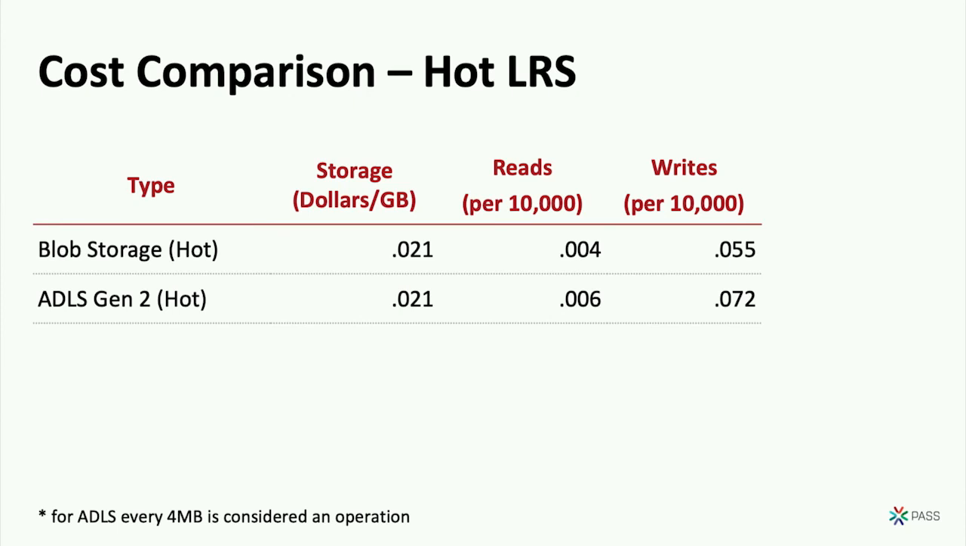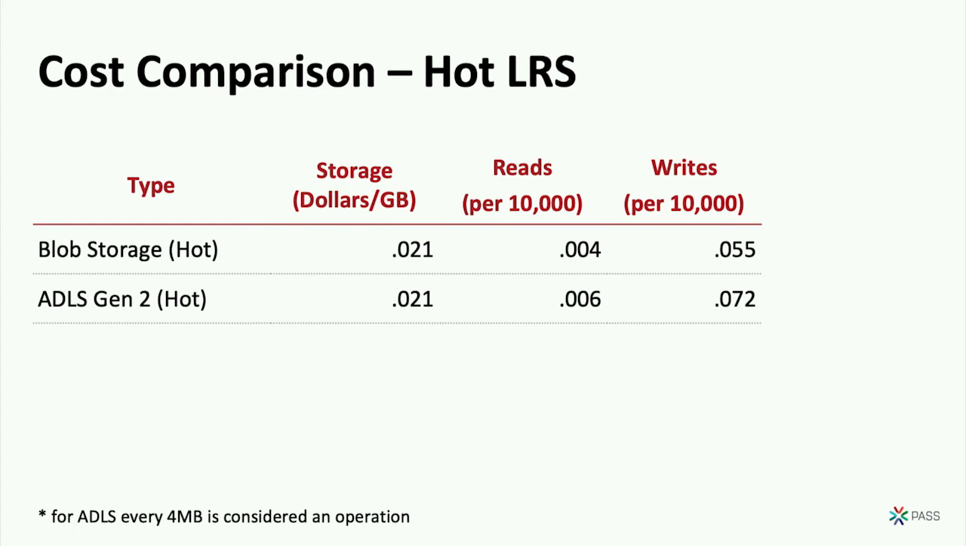So cost comparison, what I want you to get out of this is that these are the prices today. There's actually a little bit more complexity than this, but these are basically the prices today. We're looking at hot blob storage versus hot ADLS Gen 2. So the storage per gig per month is exactly the same, about 2 cents per gig per month for both of them. When you start talking about reads and writes, you pay a little bit more for reads and a little bit more for writes per 10,000 transactions for Azure Data Lake Storage Gen 2, right? So we're paying more to access and leverage this data.